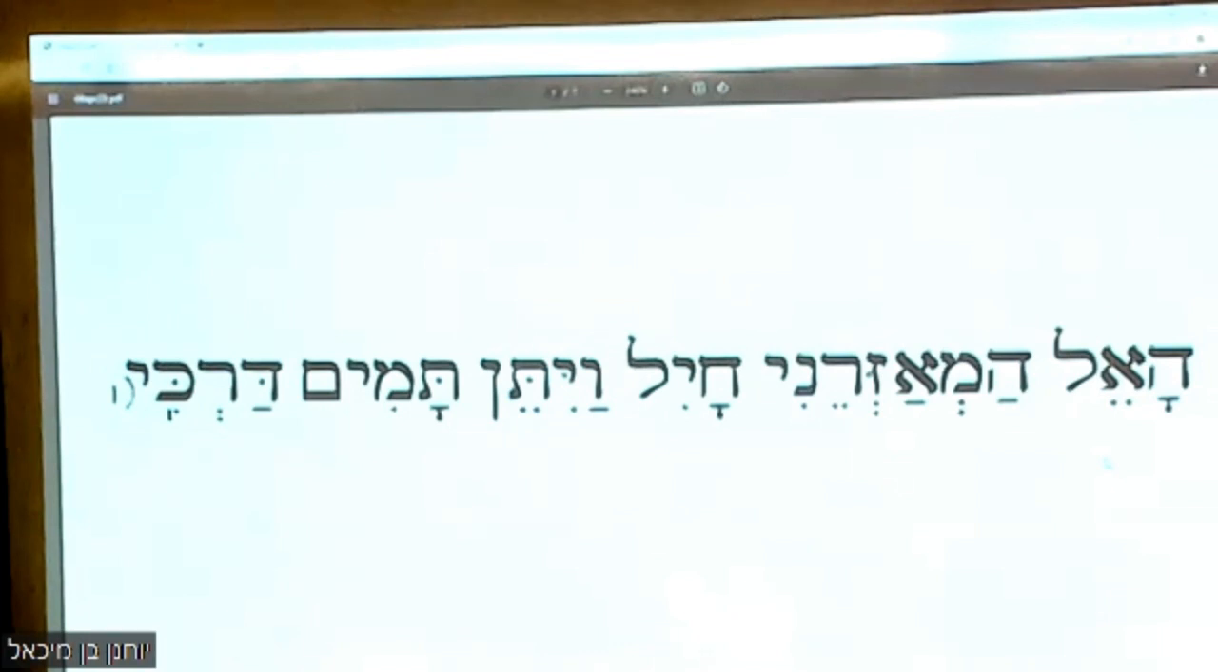All right, so we have the letter hey, and it's pointed with kamatz, ha. Then we have the letter aleph, silent letter, but it's pointed with what? Sere, followed by lamed. So o, el, hael. All right, hael. All right, what about our next word?